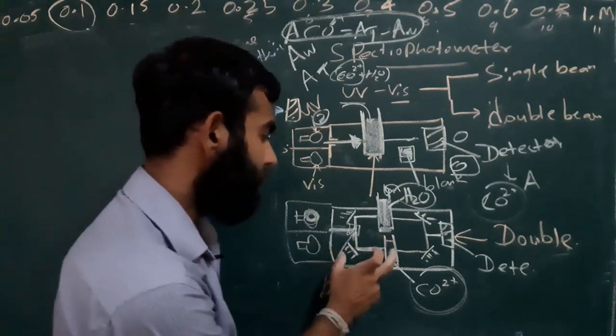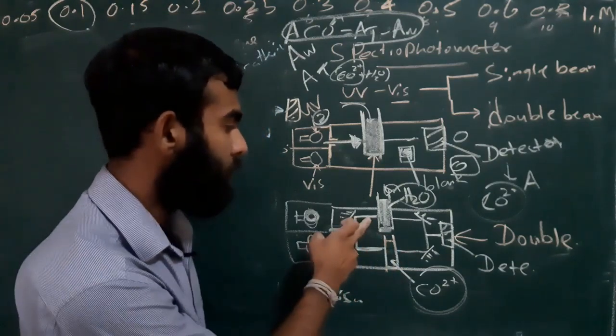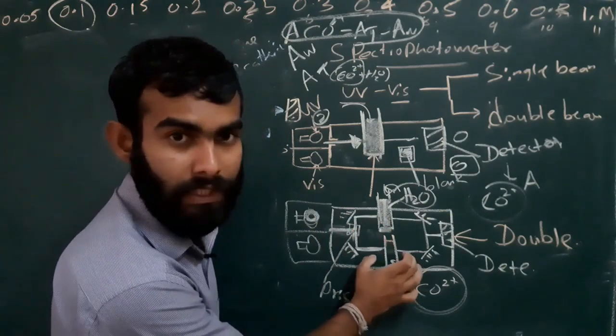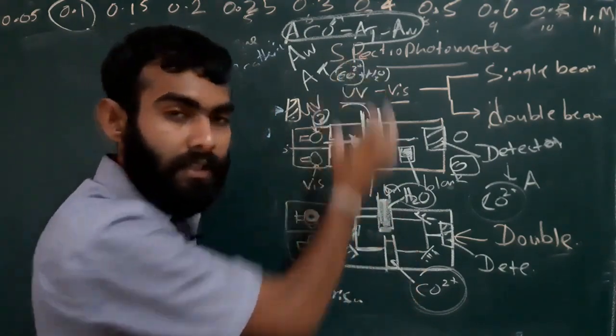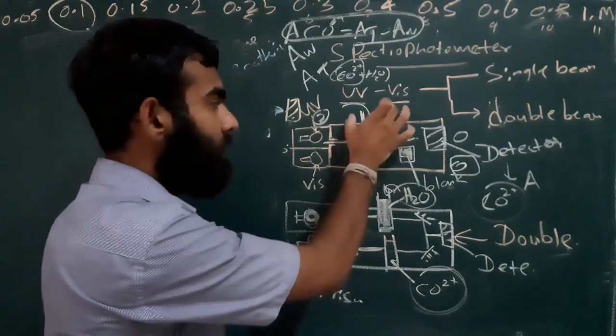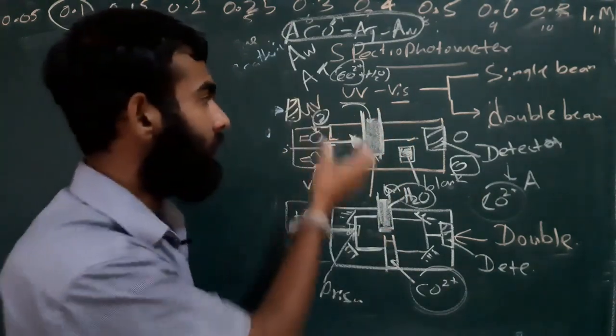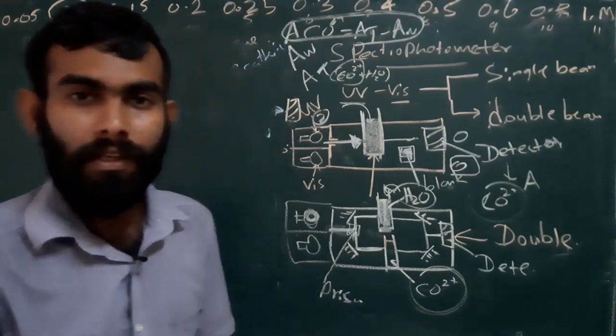If we are using this double beam spectrophotometer, we have to include a distilled water sample here and we have to input our sample here. However, when we are using this single beam spectrophotometer, initially we have to input the distilled water sample and we have to blank the instrument and next we have to add our sample.